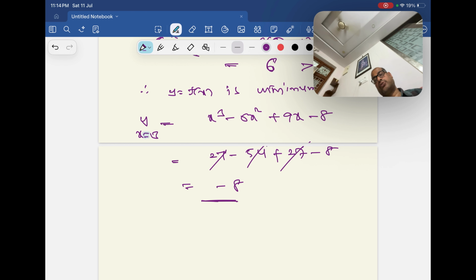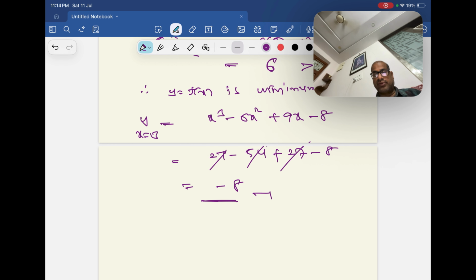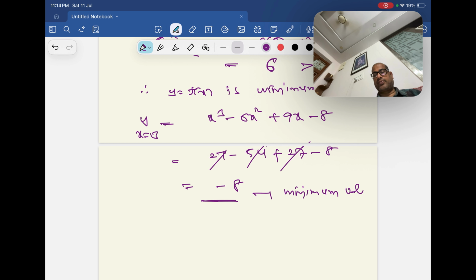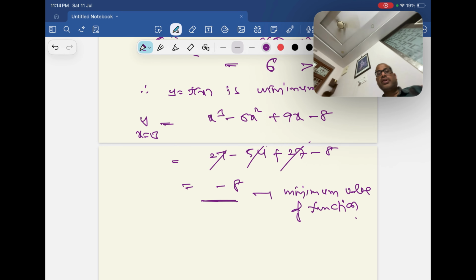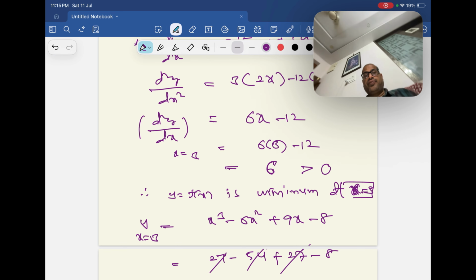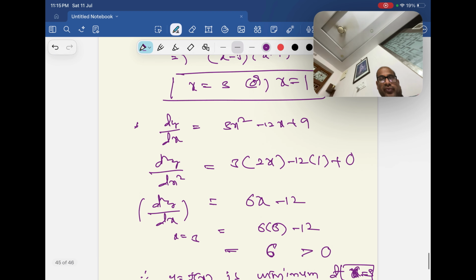So at x equal to 3, the function becomes minimum. This is the minimum value of the function.